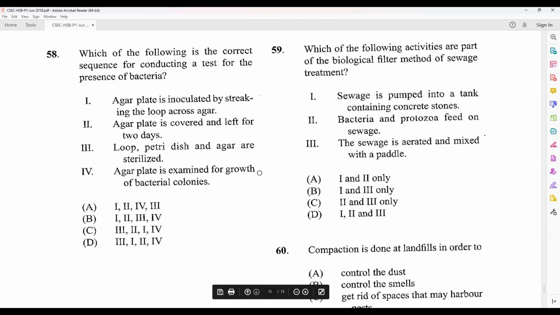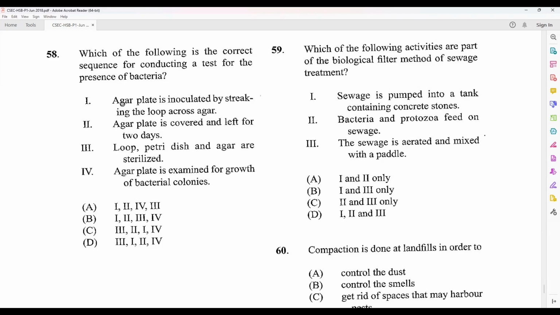Which of the following is the correct sequence for conducting a test for the presence of bacteria? So they want you to put it in order. Agar plate is inoculated by streaking the loop across agar. Agar plate is covered and left for 2 days. Loop, petri dish, and agar sterilized. This sounds like the first step where you're now preparing the dishes. Agar plate is examined for growth of bacteria. So this is the last step. So we have 3 as the first step and 4 as the last step, right? So that puts us in C and D category.